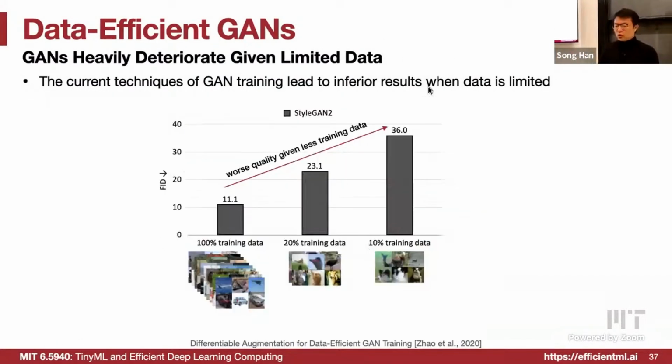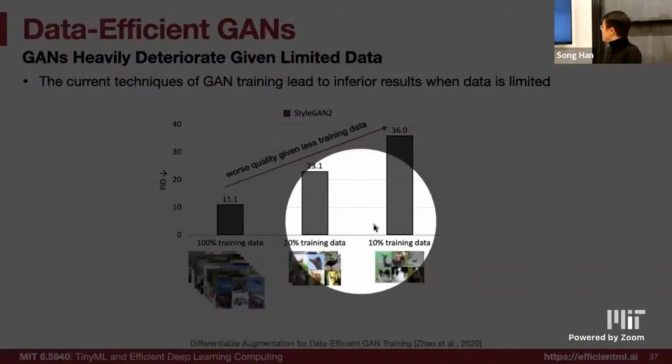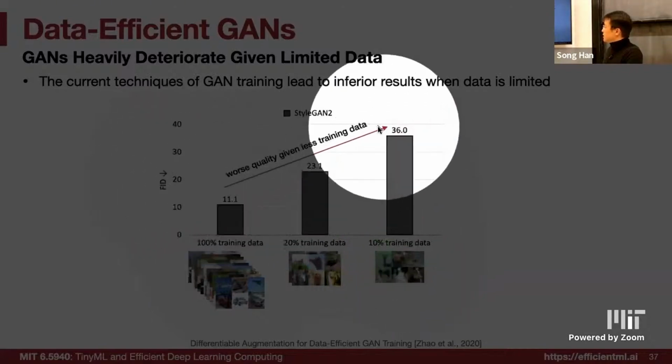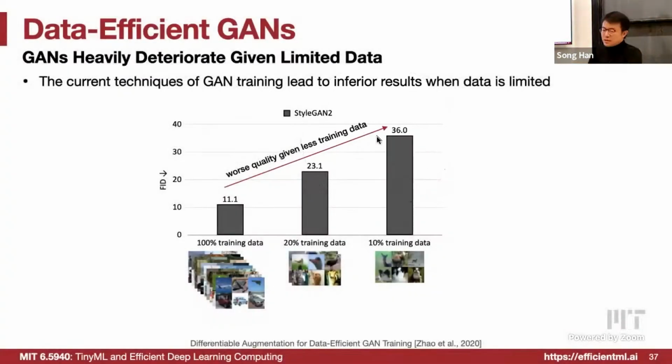So these are the quantitative results, starting from 100% training data, lots of images, then 20%, 10%. This is the FID. The FID keeps growing, showing the degradation of quality given less training data. So the current techniques of GAN training lead to inferior results when the training data is very limited.